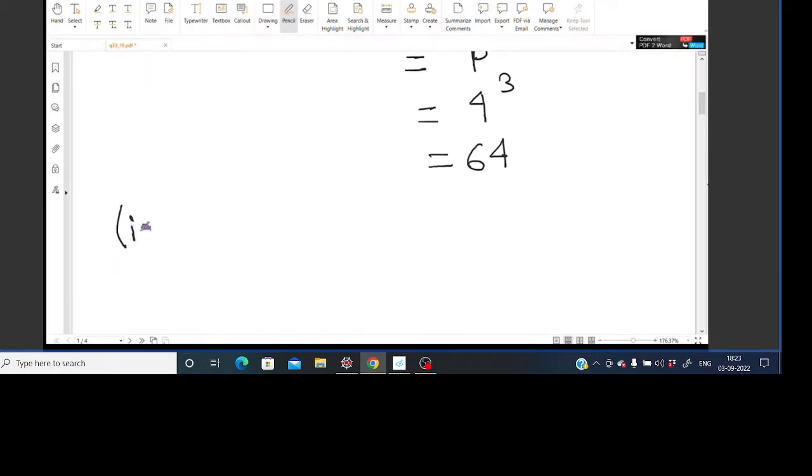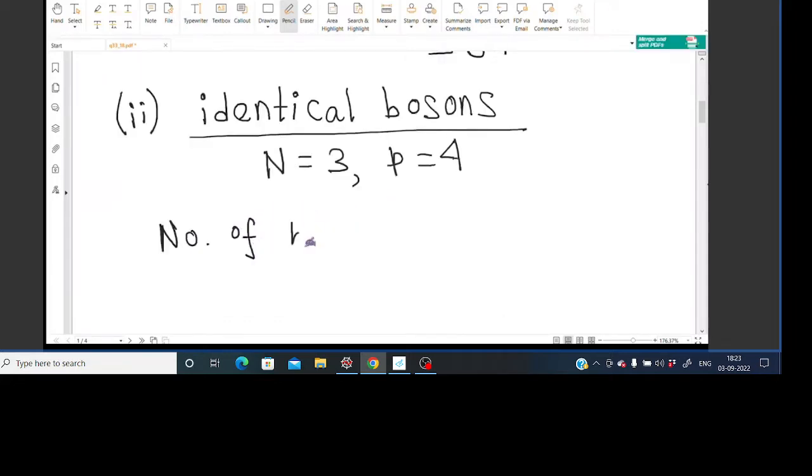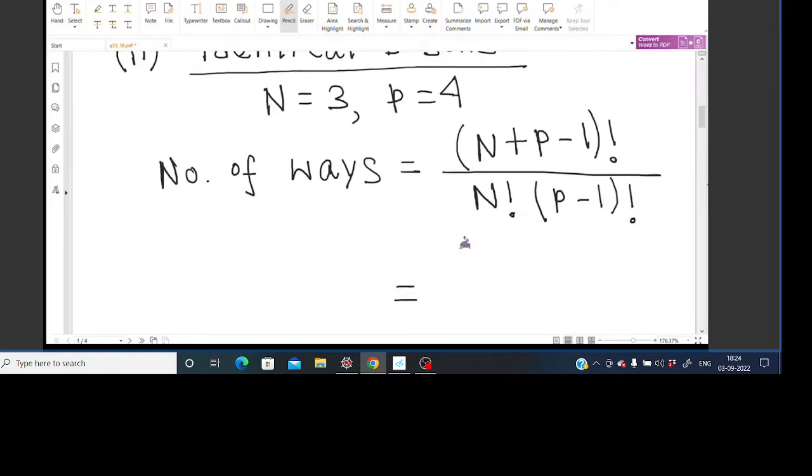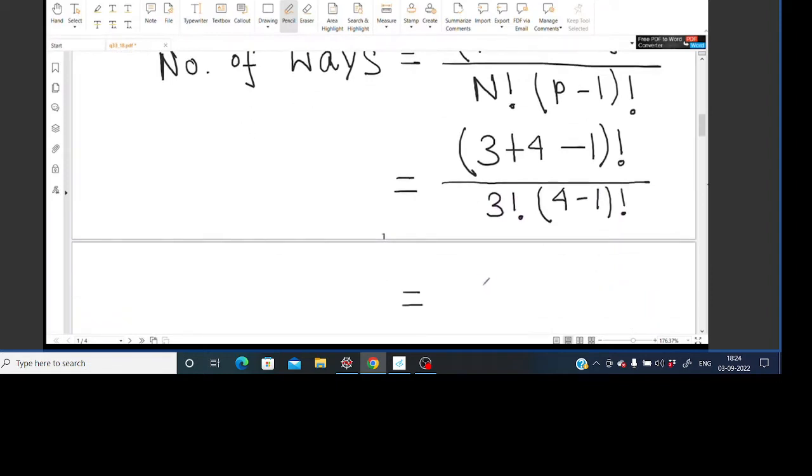Now let's consider that the particles are identical bosons. Here also we have to find out the number of ways they can be distributed. Here the number of ways is given by (n + p - 1)! / (n! (p - 1)!). Putting n equal to 3 and p equal to 4, we get (3 + 4 - 1)! / (3! (4 - 1)!). Thus, the number of ways the particles can be distributed if they are identical bosons is given by 6! / (3! 3!).